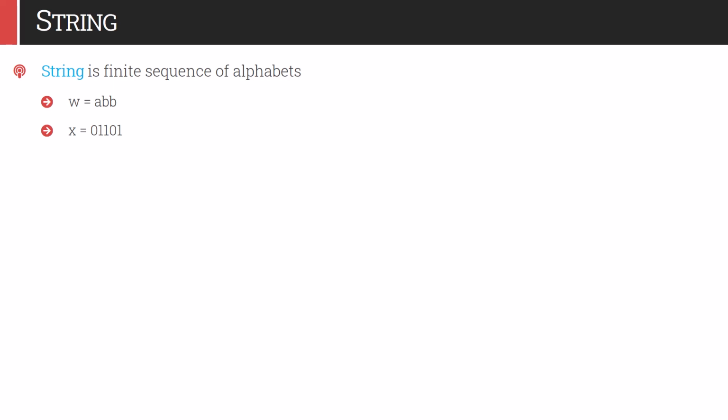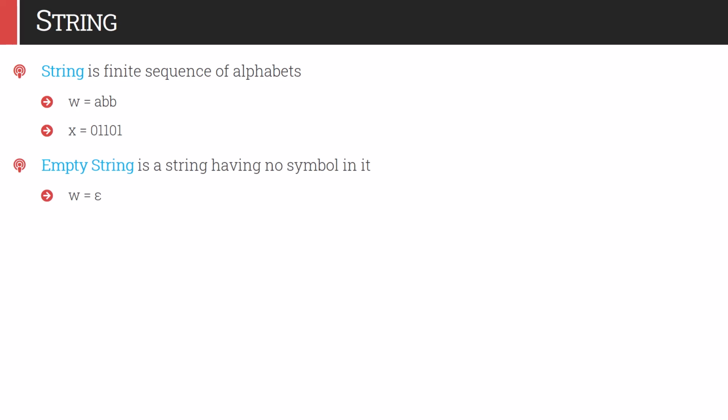So when we combine these symbols, small a to small z, capital A to capital Z, or maybe 0, 1, etc., that combination or concatenation of symbols will form the string. Any string will contain only terminal symbols, or we can say it will only contain symbols from sigma. So W equals ABB, X equals 01101. See that on the right-hand side of both W and X, the symbols always come from sigma. So they are called strings.